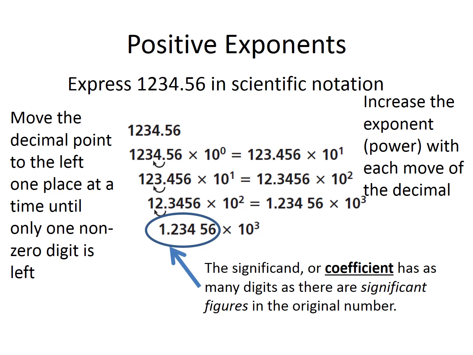Note that all of the significant figures from the original number are preserved in the scientific notation. So this number has 6 significant figures, and there are 6 here, 1 to the left and the other 5 to the right of the decimal point.